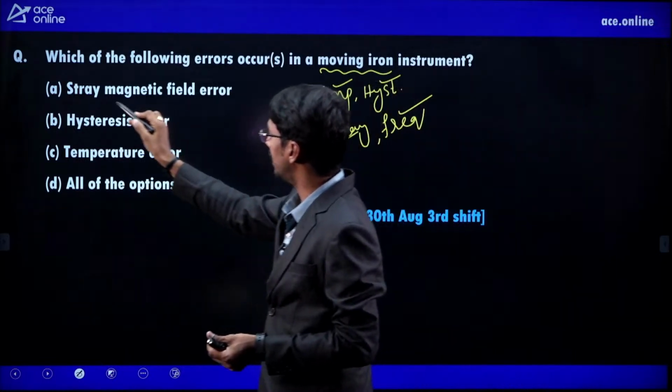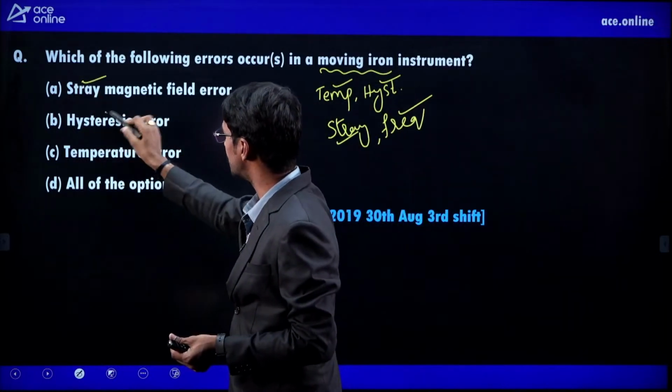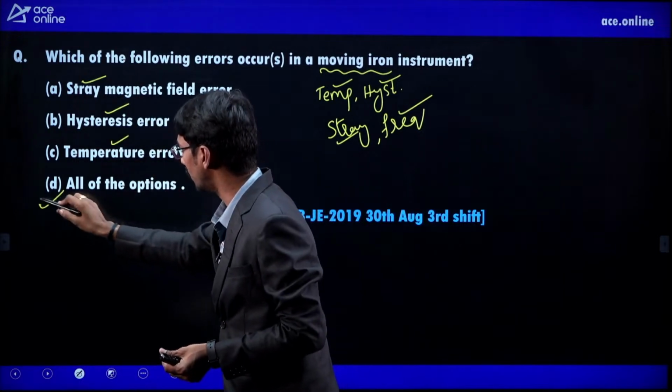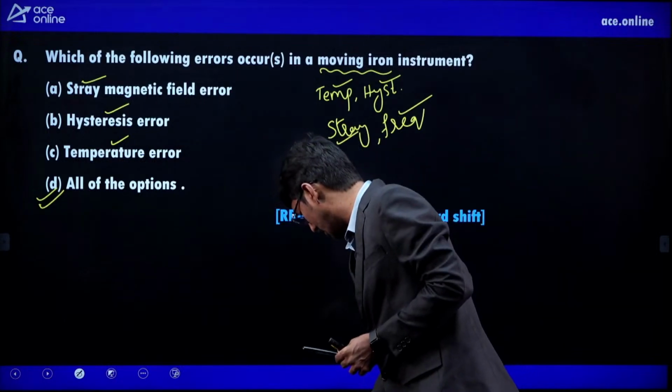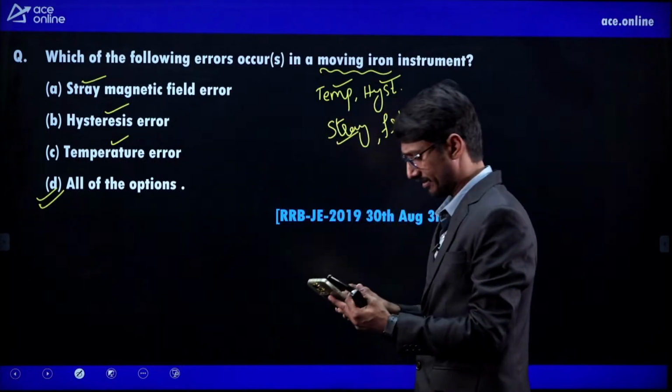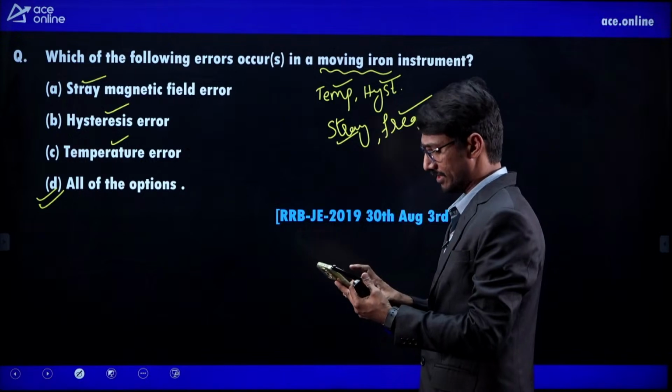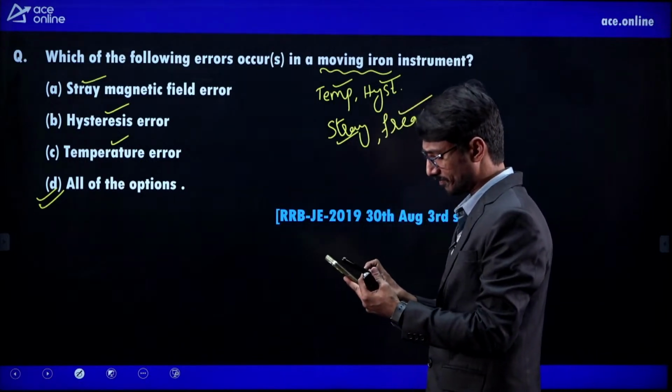Check it: stray magnetic field error correct, hysteresis, temperature. Therefore, the answer will be all of the above. Yes, people are giving the answer, very good.